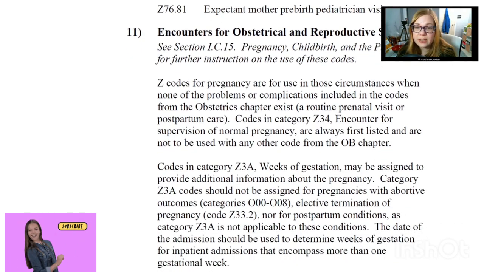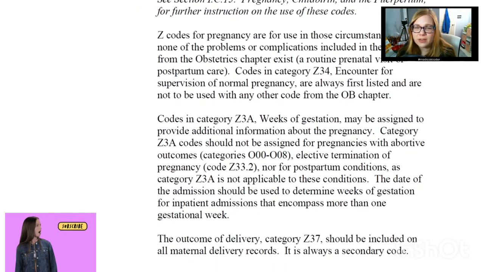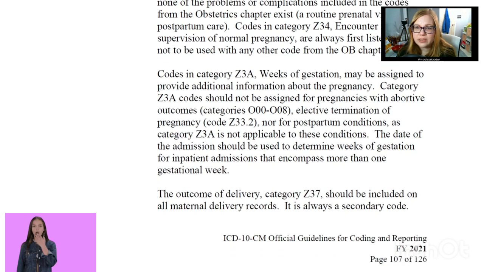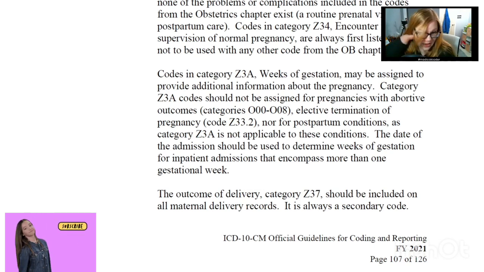So Z codes for pregnancy care are used in these circumstances when none of the problems or complications included in the codes from the obstetric chapter exist. Codes in category Z34 are encounter for supervision of normal pregnancy, and they are always first listed and are not to be used with any other codes from the OB chapter that would indicate that there would be like a complication, because then it wouldn't be a normal pregnancy. Codes in category Z3A, weeks of gestation, may be assigned to provide additional information about the pregnancy. Category Z3A codes should not be assigned for pregnancies with abortive outcomes, elective termination of pregnancy, nor for postpartum conditions, as category Z3A is not applicable for those conditions.